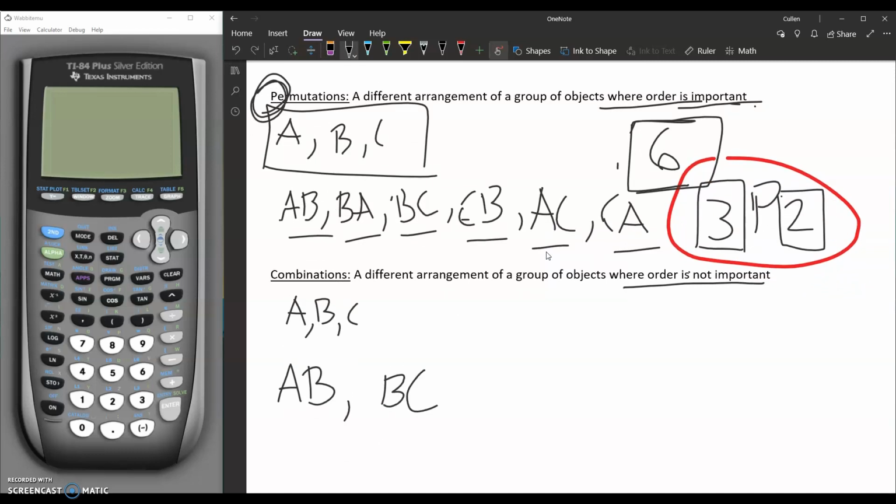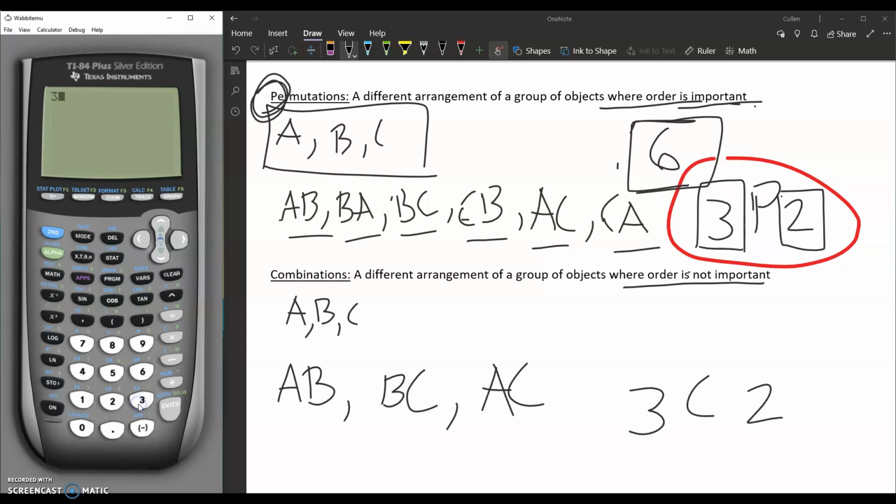So B and C, and then again you want to try to flip them around, but C and B is the same as B and C. And the last one you can put A and C together, but C and A would be the same thing. Okay. And then what this notation would be, it'd still be 3 total, choosing 2. You would just put a C in between.